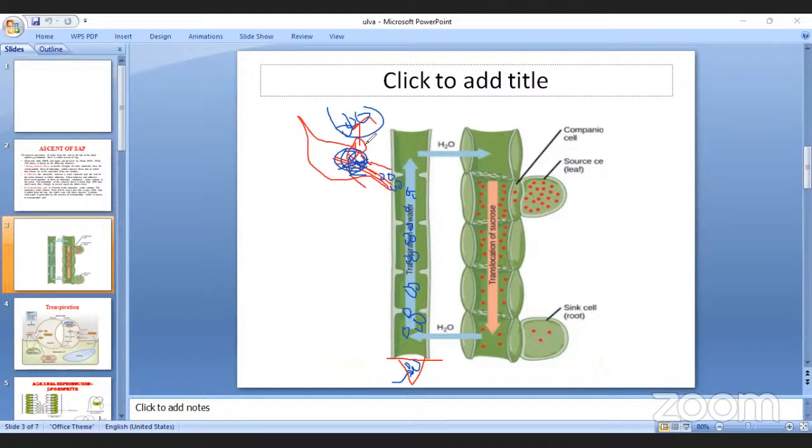Through transpiration pull, however many molecules are lost, they are again replaced by the root. Is it clear? Any doubt in this?